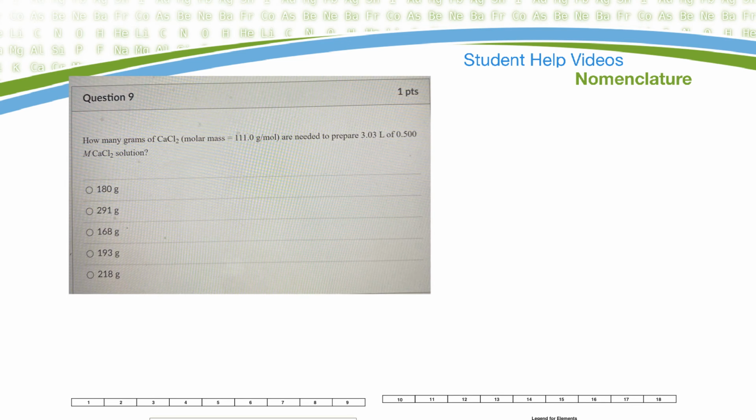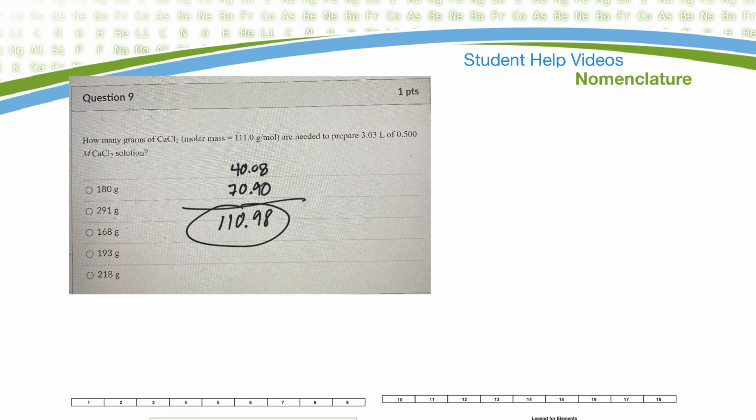How many grams of calcium chloride? When they give you the mass, I wonder if that mass is correct. I'd like to check it. Because calcium is 40.08 and 2 chlorines are 70.90. So if I add that, I get 110.98. I'm a little off. I'm going to use my number just because I like being consistent with my periodic table. Okay, how many grams?